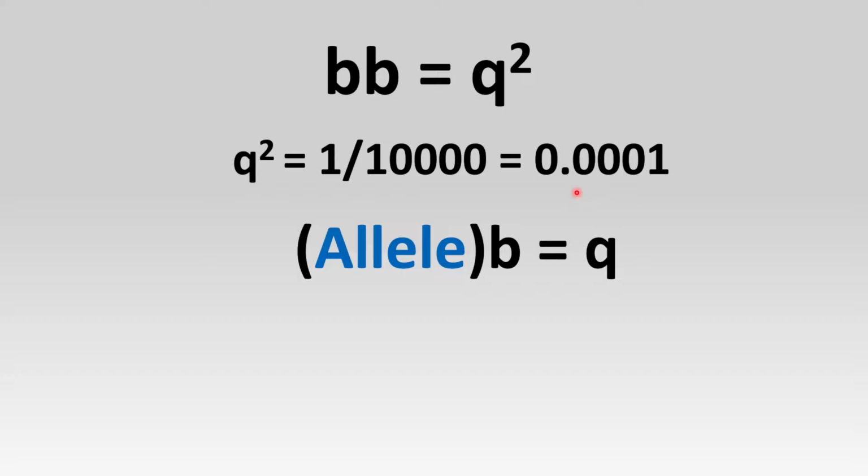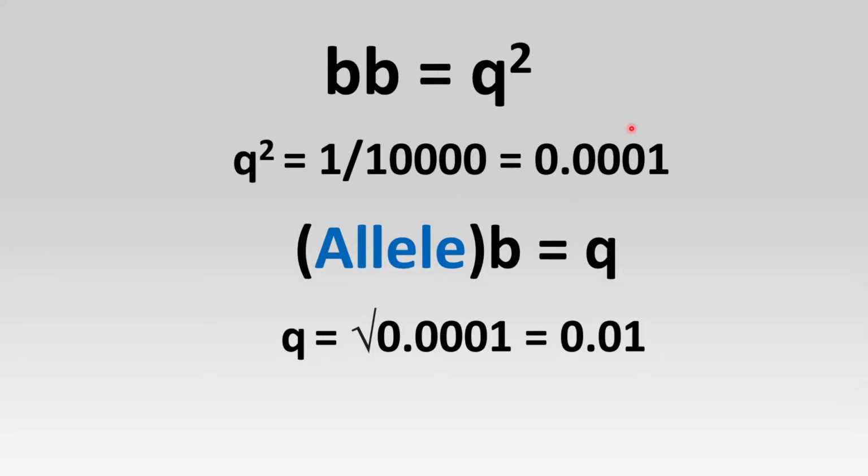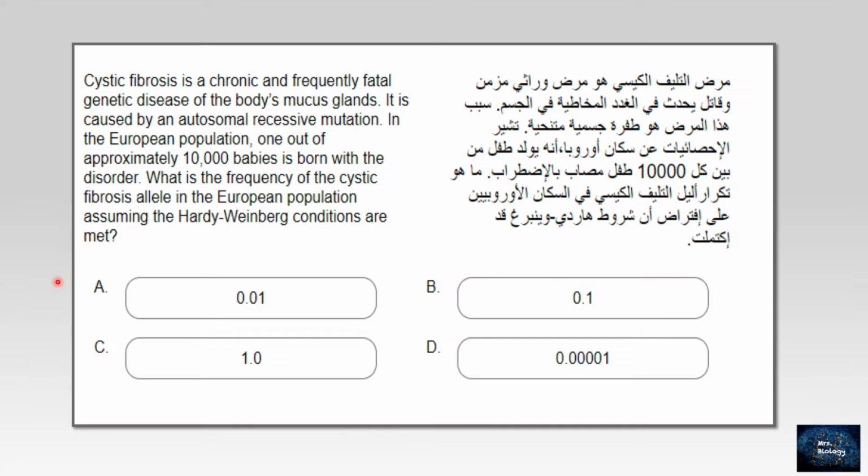Now, he asked for one allele, which is q. I have q squared and I need q. So the square root of 0.0001 is 0.01, as simple as that. This is the solution. So the right answer here is A, 0.01.